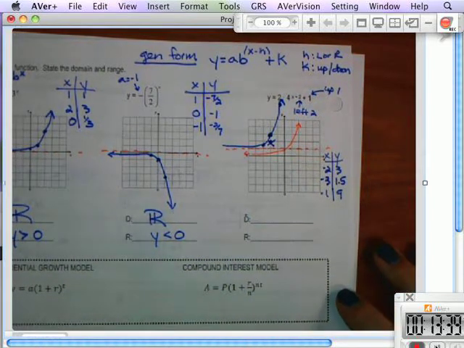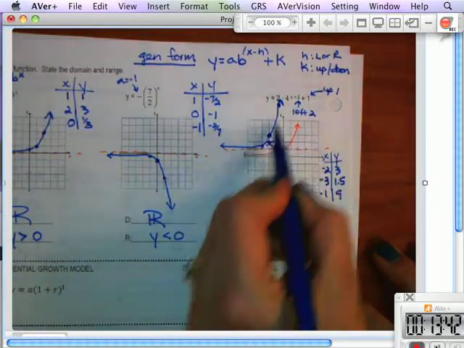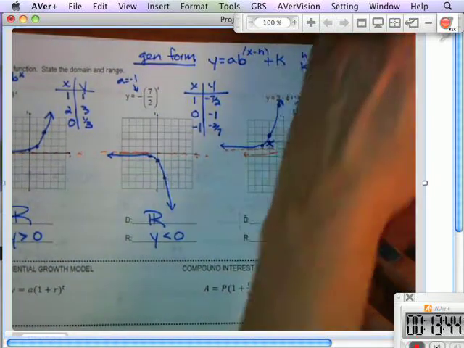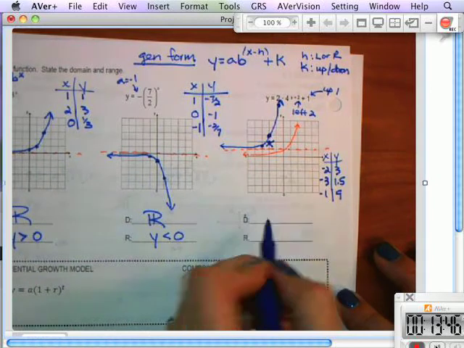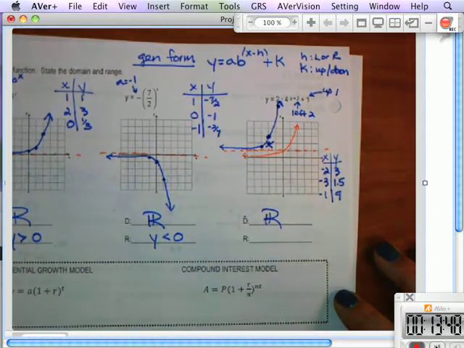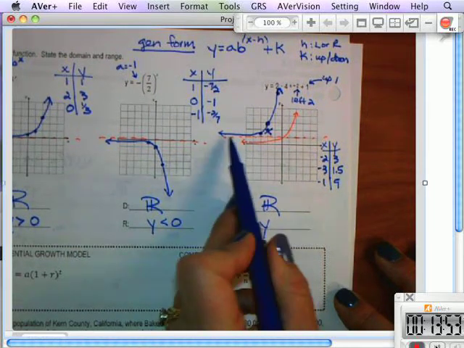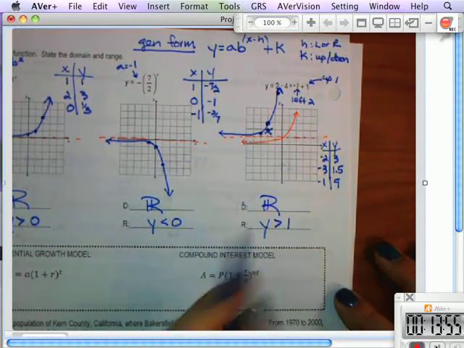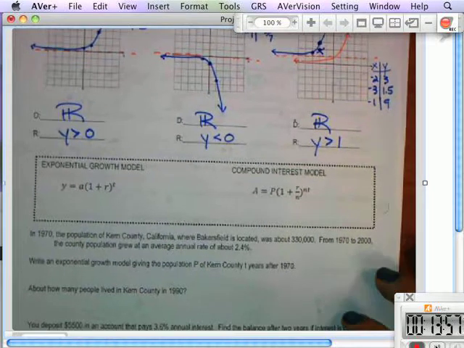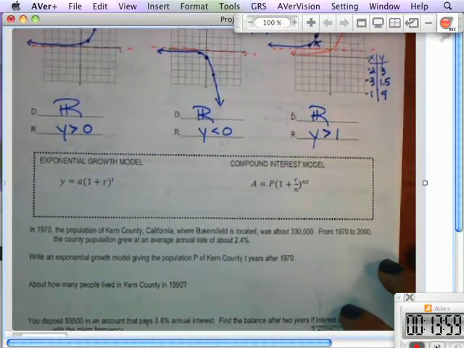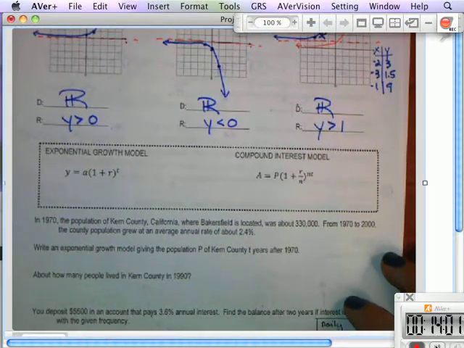Okay, again, the domain could be anything for here. X could be anything because this keeps going this way and that keeps going that way. So x could be anything. The range is all going to be what? Greater than what number? Right, okay. Is this familiar? You guys kind of remember this? You pretty much did this stuff before.